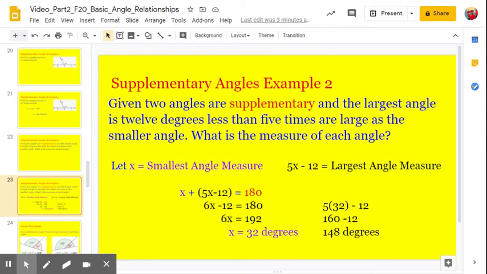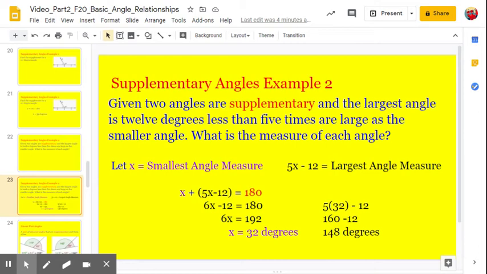But when we actually do that algebraically, when we write this out, we've got to think about the order of operations. We're going to do multiplication before we do addition and subtraction, right? So we're going to say 5x, 5 times as large as the smallest angle, right? So 5 times that, and then we're going to subtract 12 after we do that. Because of the order of operations, it doesn't follow the English. All right? So then your equation would be x plus 5x minus 12 equals 180.